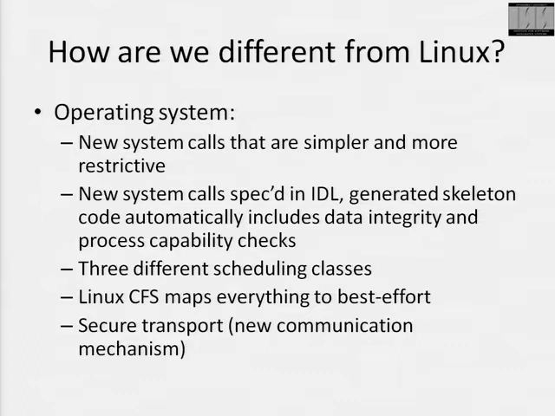So in real-time Linux, everything maps to a certain class. In regular Linux, you have a completely fair scheduler. We use 3 different scheduling classes, and I'll talk about that in a couple slides. And the secure transport mechanism. So the kernel is aware of security labels.